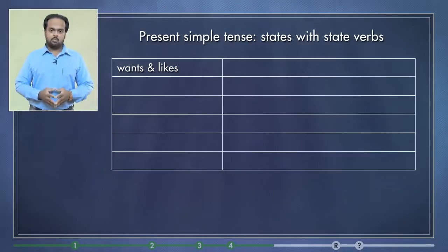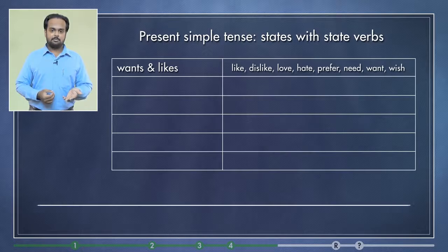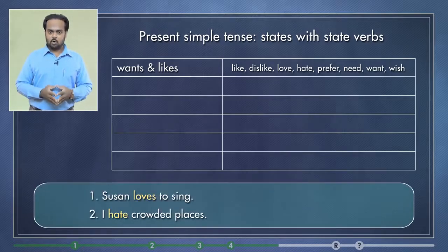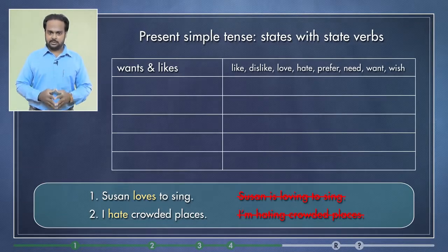We just saw that the verb want is a state verb. In the same way, other verbs that express wants and likes are also state verbs. You might say, for example, "Susan loves to sing," or "I hate crowded places." Since these verbs are state verbs, it's very important to remember that we don't use -ing forms with these.